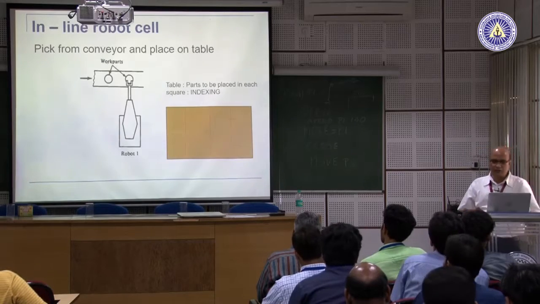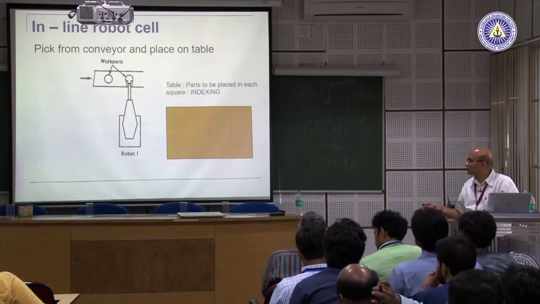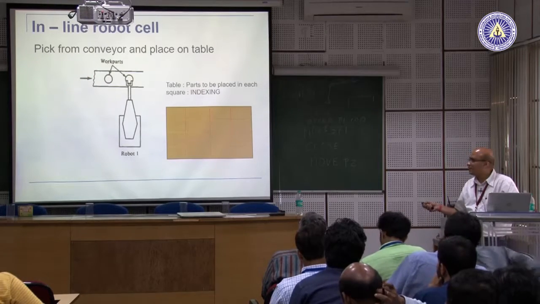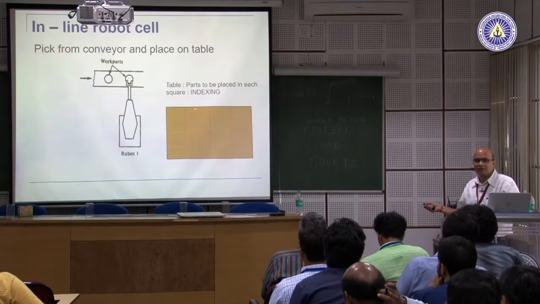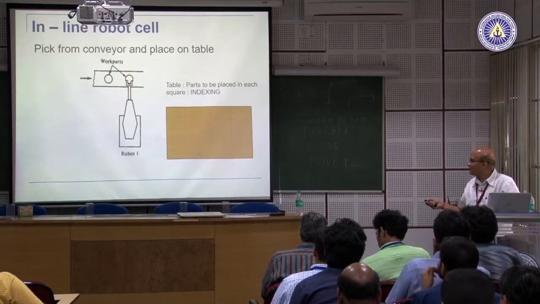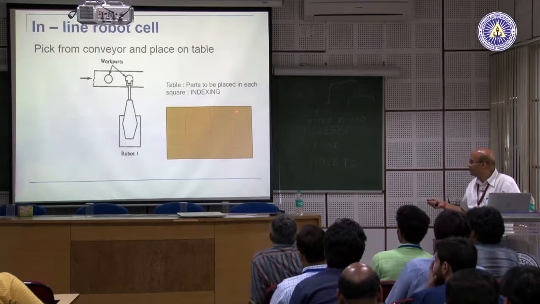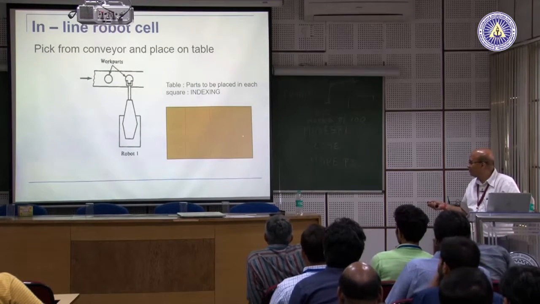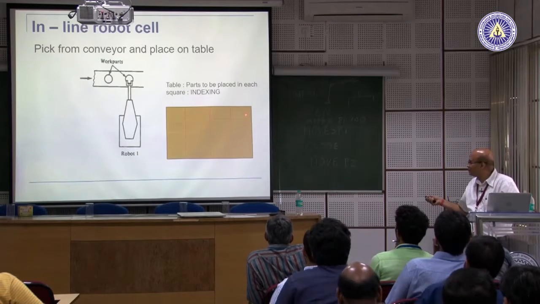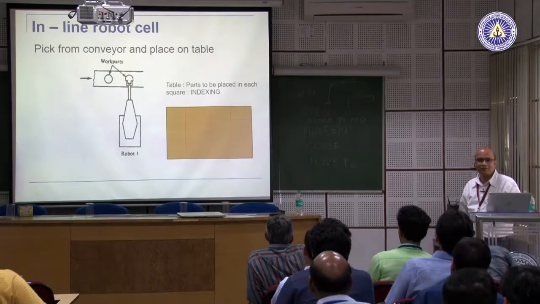Now, the simplest operation would be something like this. There are parts coming on a conveyor, and we are supposed to pick up the part and keep it there. Then it takes the next one and keeps it there. It keeps doing that. Some interesting questions here: should it do the indexing row by row, or column by column, or in some other order? Which one?